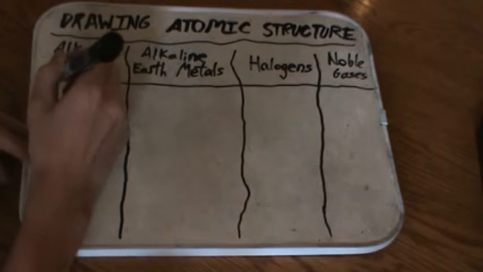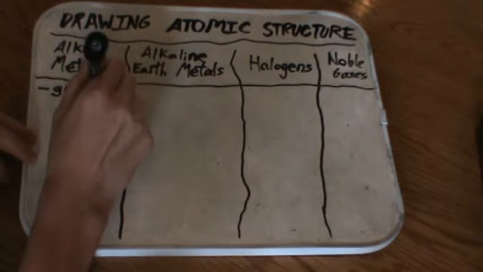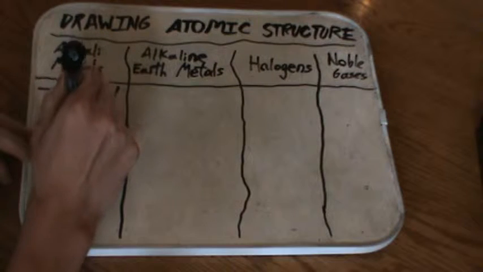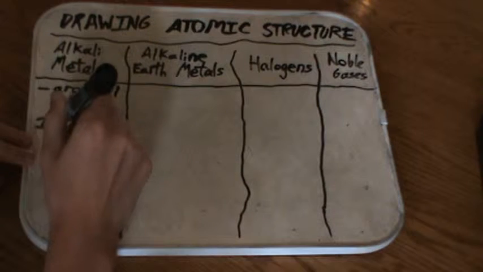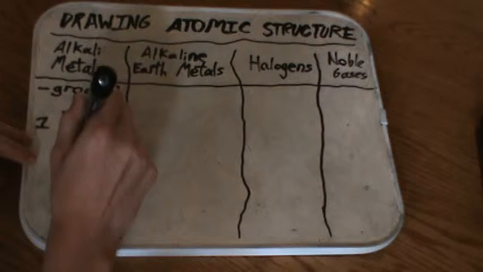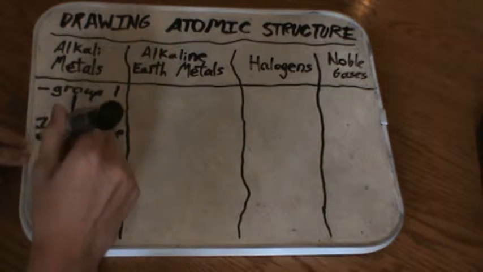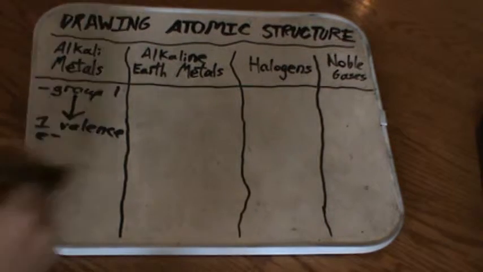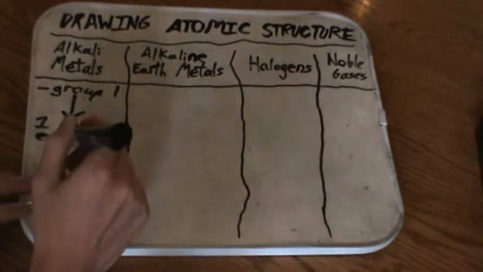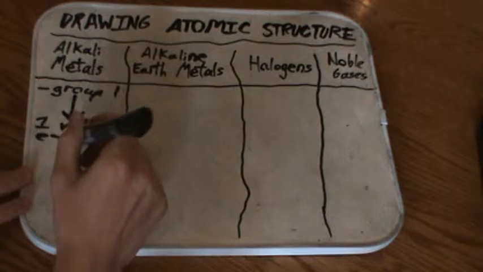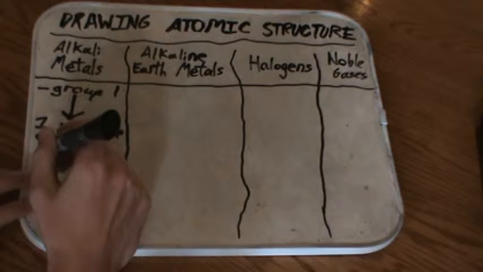So, what have we learned about the alkali metals? One thing we have learned is that they are group 1 on the periodic table. And what does this mean? This means that they have one valence electron in their outer energy level, meaning that they have one electron in their outer energy level. So for example, let's take, who should I take? I'll take lithium. Let's go lithium.